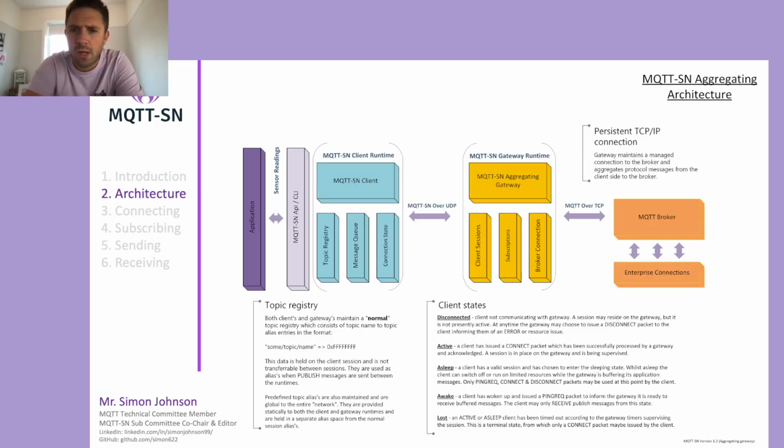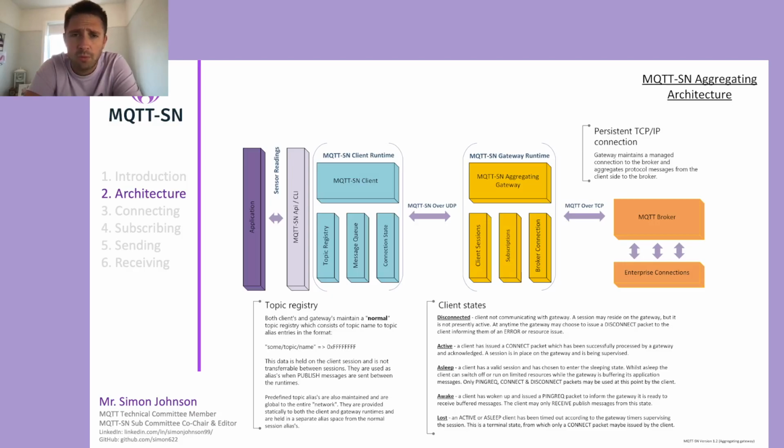So I've just brought up on the screen an example deployment architecture using an MQTT-SN aggregating gateway. Now the function of an aggregating gateway is to sit in between MQTT-SN clients and an MQTT broker and act as a bridge between optimized traffic on the left hand side and non-optimized traffic on the right hand side.